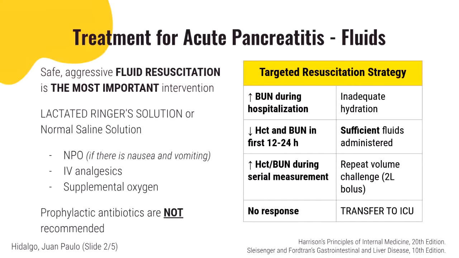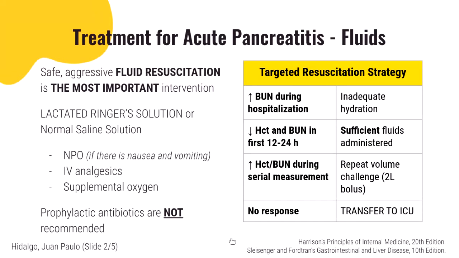Safe aggressive fluid resuscitation is the most important intervention for patients with acute pancreatitis. You could use lactated ringer solution or normal saline solution for hydration, but LRS has been shown to decrease systemic inflammation and is proven by most studies as a better crystalloid than NSS. An IV bolus should be initiated at 15 to 20 milliliters per kilogram and should be followed by 2 to 3 milliliters per kilogram per hour to maintain hydration.